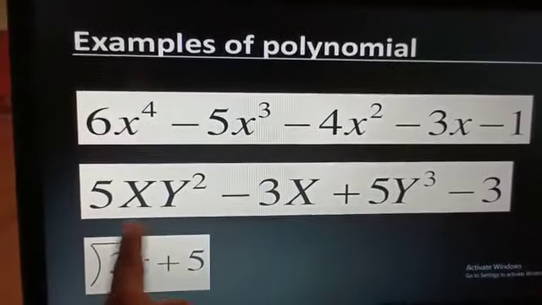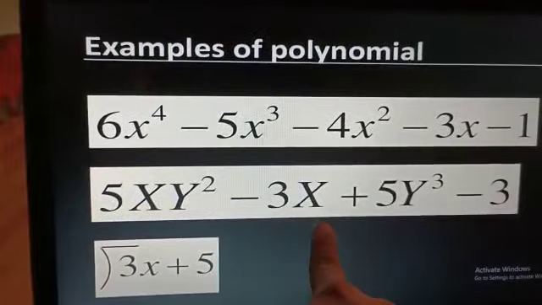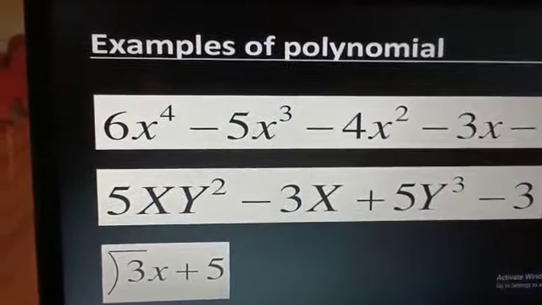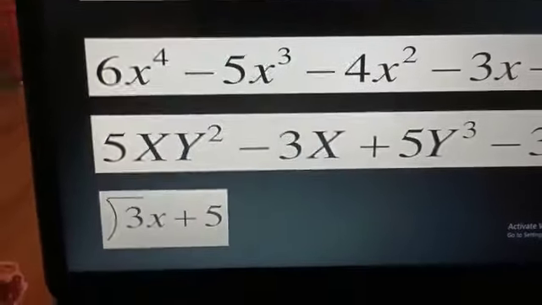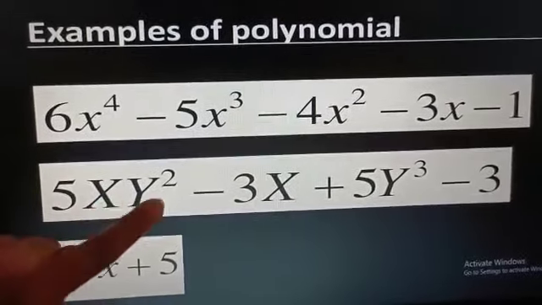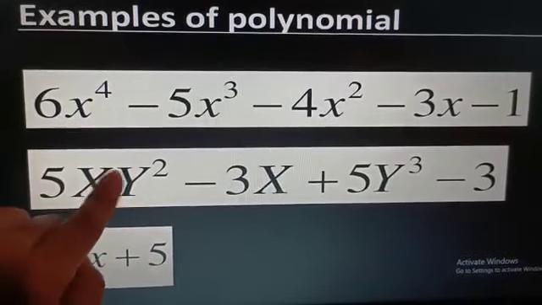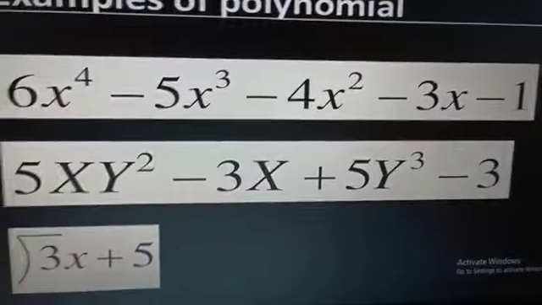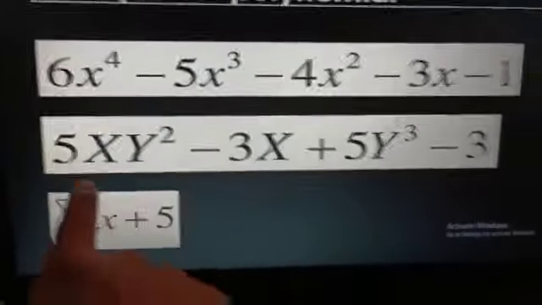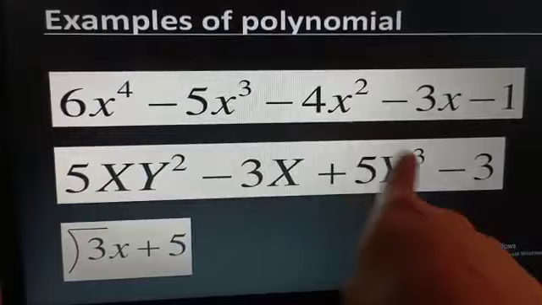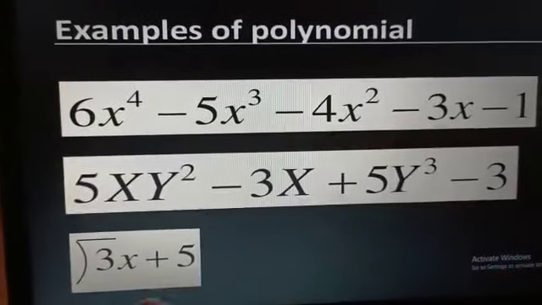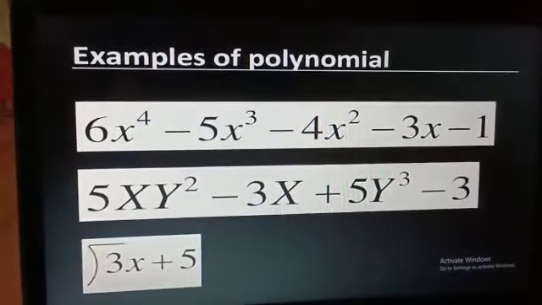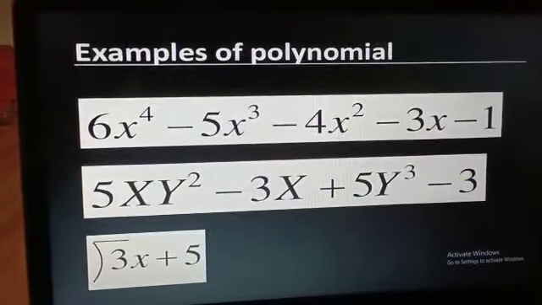Okay. Now look at this. 5xy square minus 3x plus 5y cube minus 3. Now this is very interesting to note. We are taking only x and xy square. Then x becomes only 3x, plus 5y cube minus 3. So the way it is arranged is by giving x priority. First x terms, then y term alone and then constant. And this is square root of 3x plus 5. These are different examples of polynomials.